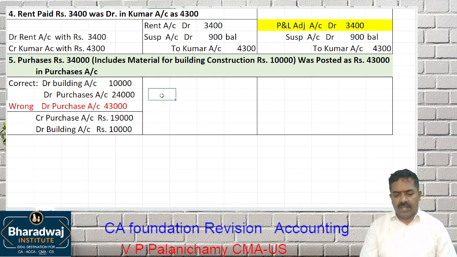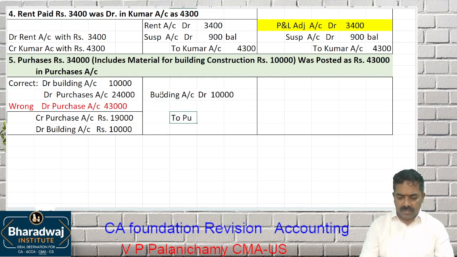If it is after trial balance, what entry will you pass? Building account debit how much? 10,000. To purchase account, how much? 19,000. The balance will go to which account? Suspense.